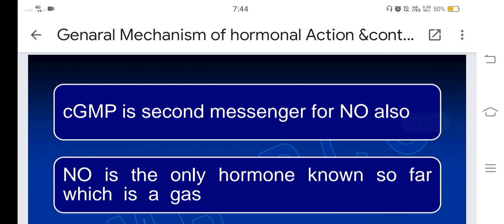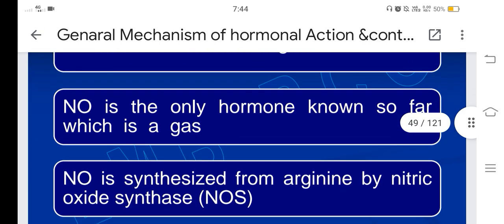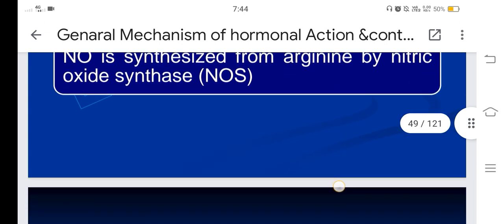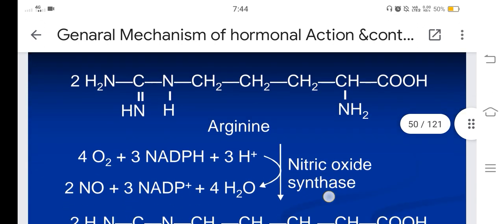cGMP is secondary messenger for NO also. NO is the only hormone known so far which is a gas. NO is synthesized from arginine by the nitric oxide synthase, NOS.